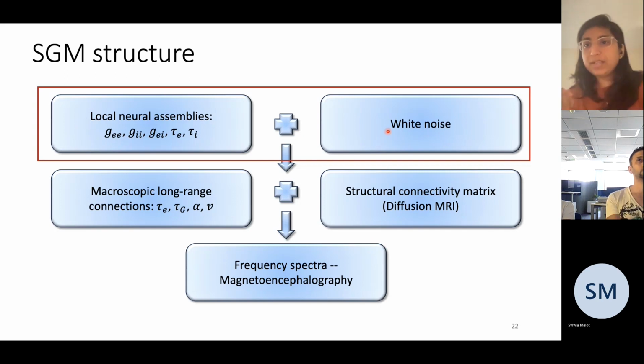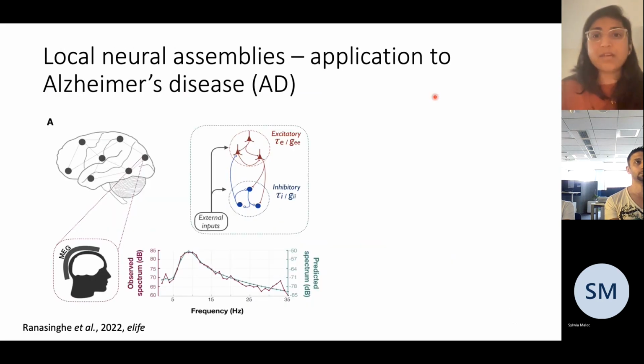For every brain region's spectra separately, we estimate what these model parameters are. And I'm going to apply this model parameter fitting to two cases. The first is going to be on Alzheimer's disease. To summarize what we're doing, we obtain the MEG frequency spectra for every brain region, and for every brain region we apply the local part of SGM, and we try to fit to the observed spectra.